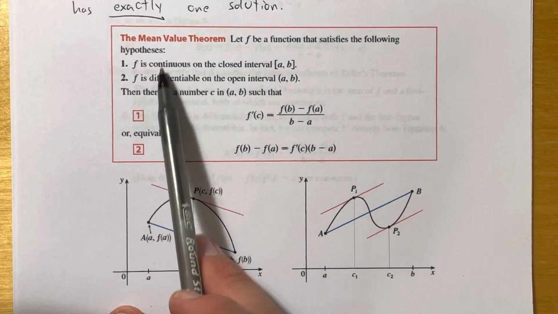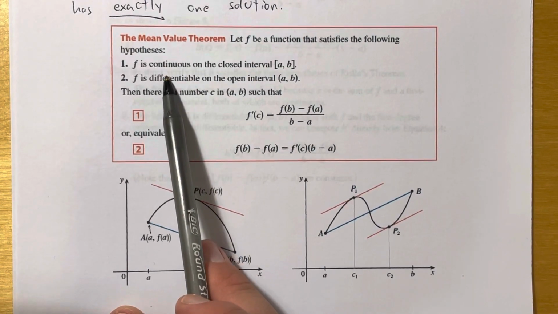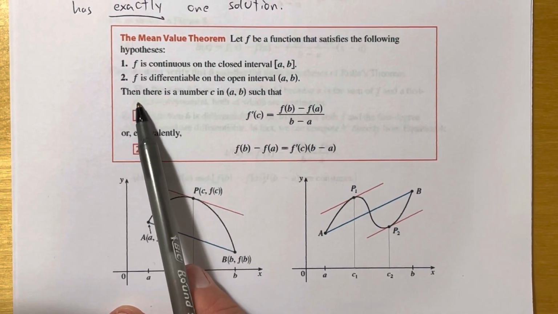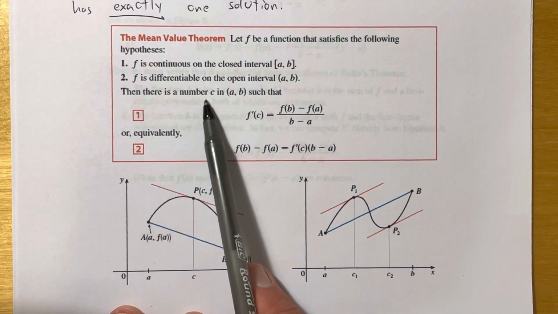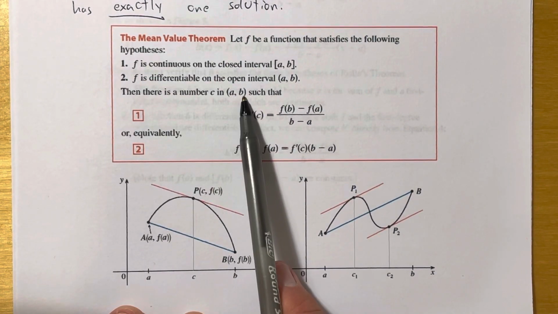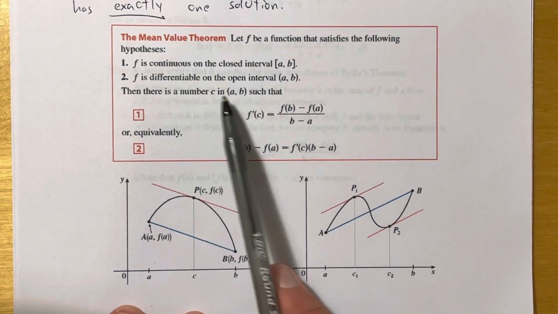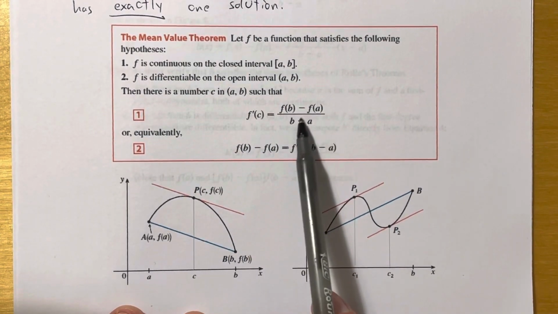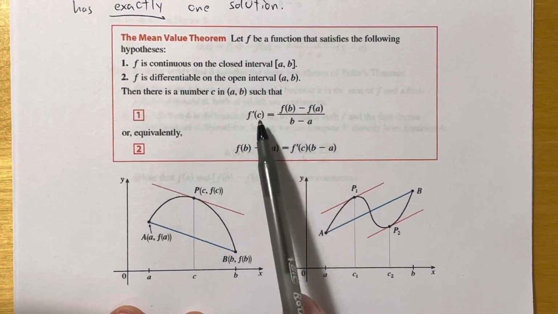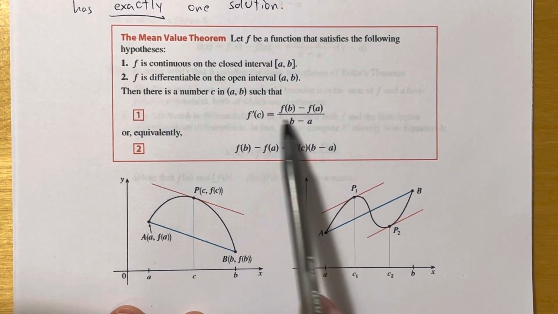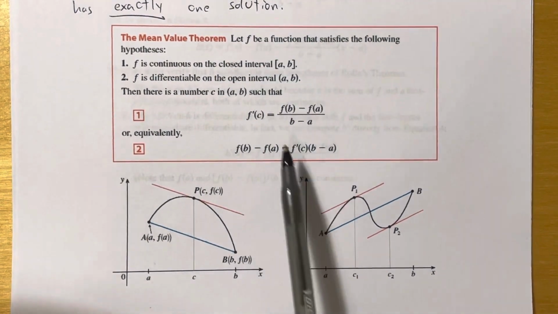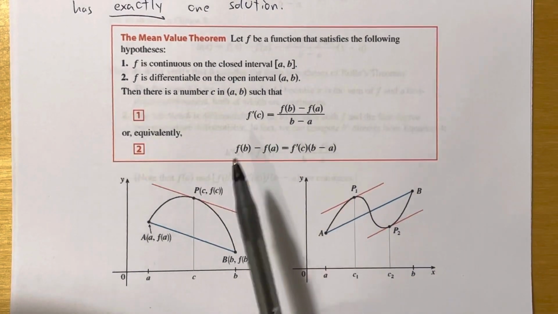Okay? If these two conditions or hypotheses are in place, then the mean value theorem says that there exists some number c in the open interval (a, b), so some number between a and b, such that f'(c) is equal to (f(b) minus f(a)) over (b minus a). Or if you would prefer, we can multiply both sides of this by b minus a to get this right here.